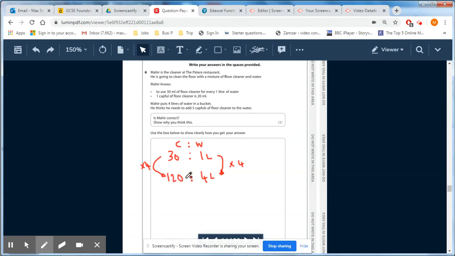So that's 120 millilitres. We can go back and it says he thinks he needs to add 5 capfuls of floor cleaner. So if 1 capful is 20, we times that by 5. This is what Mahir thinks, that's only going to get us 100 ml. In actual fact, he's going to need 6 capfuls to get his 120 millilitres. So this is what Mahir thinks. Is he correct? I have to say no.